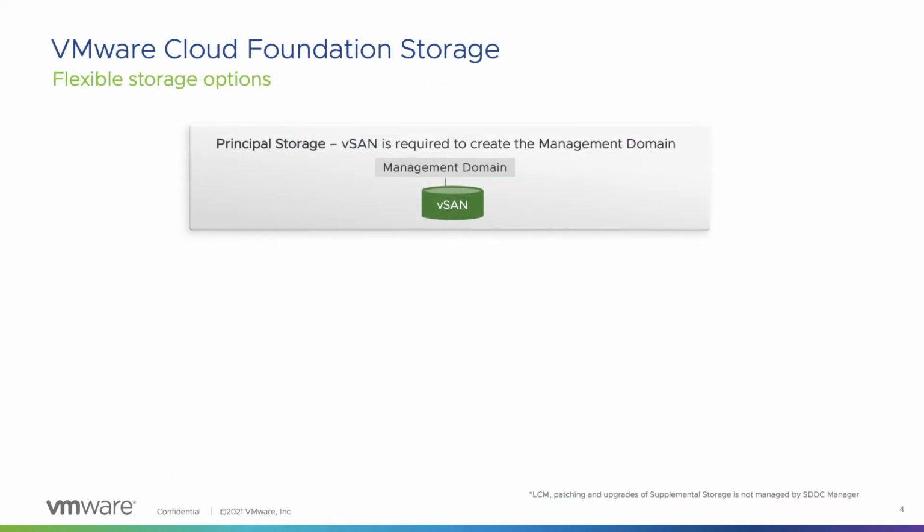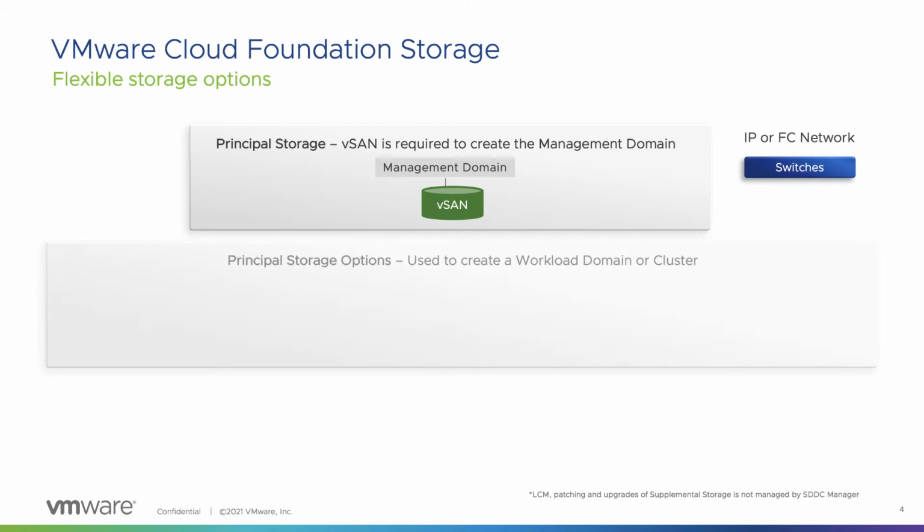VMware Cloud Foundation provides flexible storage support for workload domains to satisfy a broad range of customer application requirements. Cloud Foundation defines 2 categories of storage. Principal storage is the storage type selected when creating a new workload domain. During the initial automated deployment of Cloud Foundation, vSAN is configured for use in the management domain and is what VMware recommends using in any other domain.